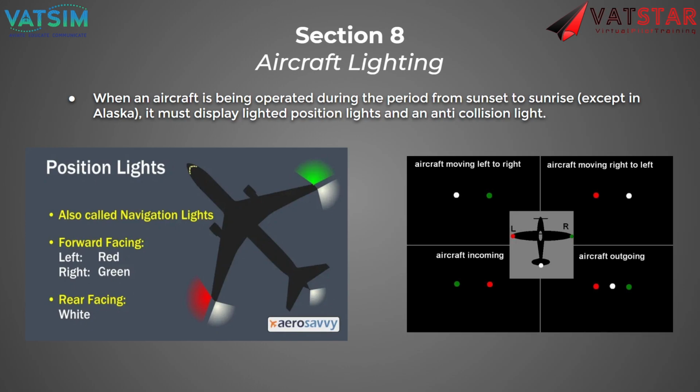Does that kind of make sense of how we determine which way an aircraft is moving at night? If you look at this diagram on the right, it kind of makes a little more sense. But if you have any questions, I'll try to explain it a little better.